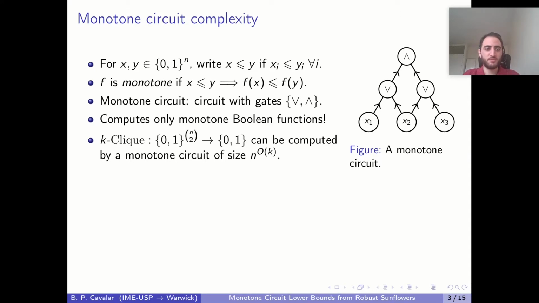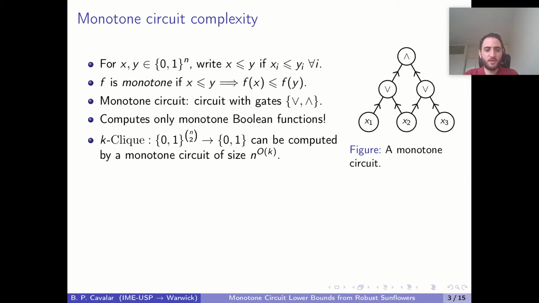Given two Boolean strings x and y, we say that x is at most y if x_i is at most y_i for each index i. And f is monotone if it respects this ordering. So if x is at most y, then f of x is at most f of y. A monotone circuit is a circuit without negations. It's a circuit that allows only OR and AND gates. It's not hard to see that monotone circuits compute only monotone Boolean functions, and every monotone Boolean function can be computed by a monotone circuit.